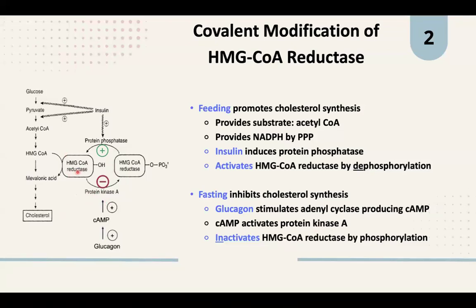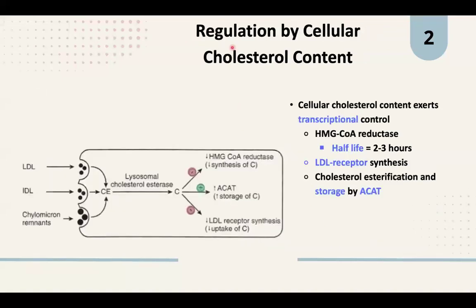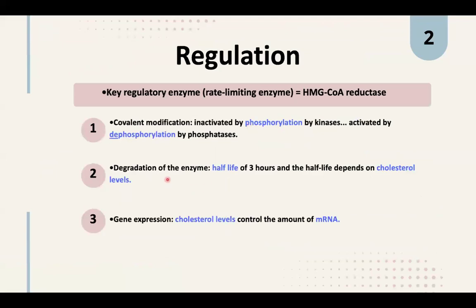It's activated when you remove the phosphate by phosphatase, and it's inactivated when you add a phosphate by the kinase, which is over here. Okay, now, we talked about the covalent modification. Let's talk about the other two methods of regulation of HMG-CoA. So, cellular cholesterol content. Remember, we have two main things that regulate by the cholesterol level. We have the half-life of the enzyme, and we have the amount of mRNA, which will give you the enzyme.